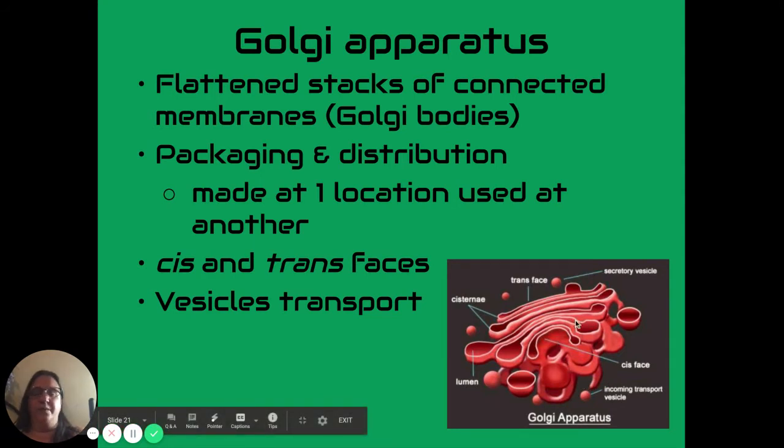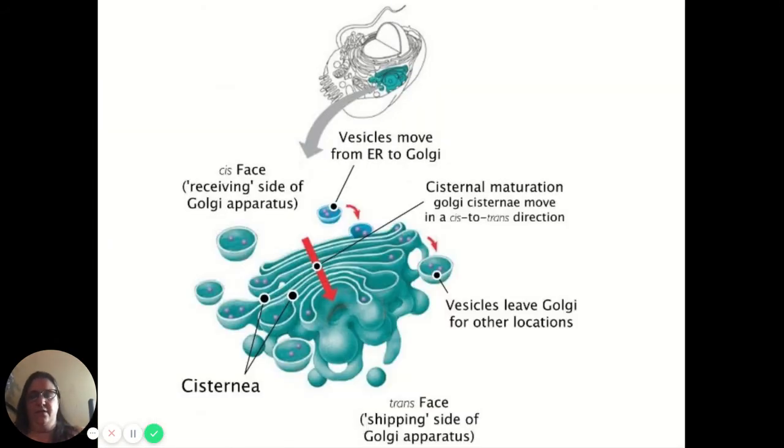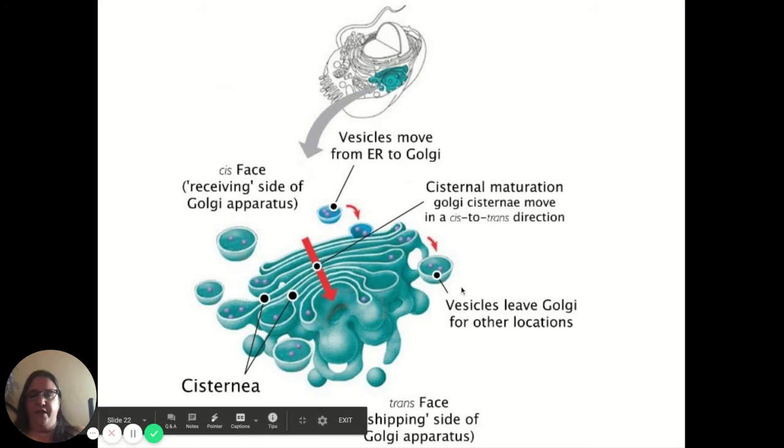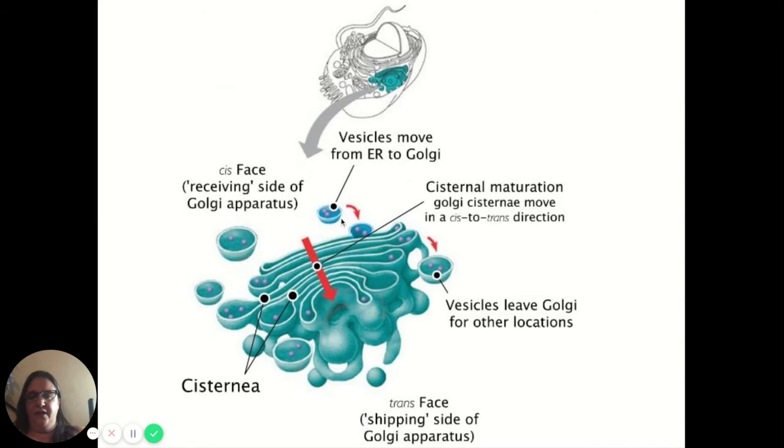Another way you can remember that is because cis just starts with a C and it comes first. It's where it goes in, and trans starts with a T and it is after. So here's just another diagram of the cis or receiving side. And then as the vesicle, whatever is going to happen, it gets processed.